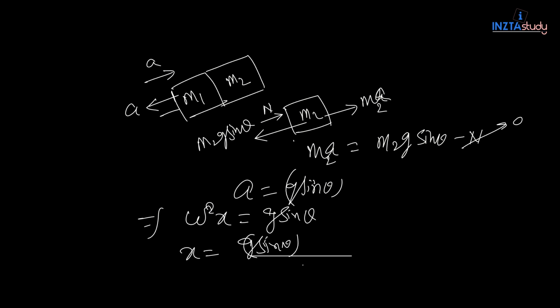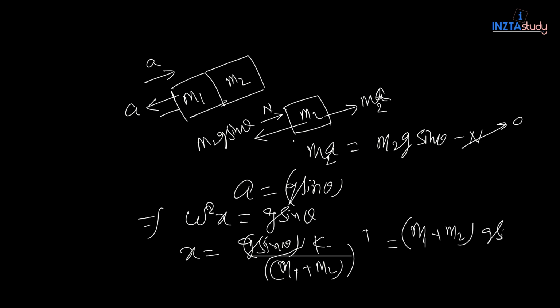Omega square is nothing but k by (m1 plus m2), so it is to the power minus 1. So we will have x equal to (m1 plus m2) into g sine theta by k. So this is the answer here.